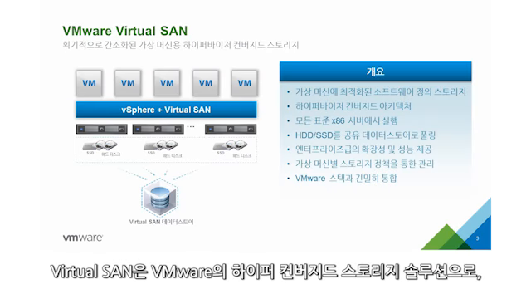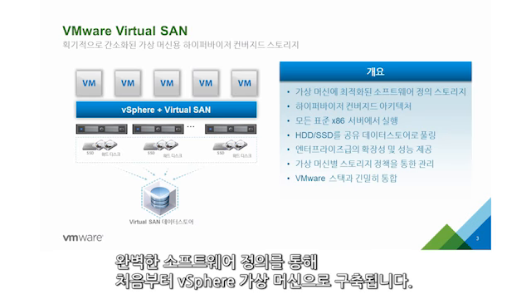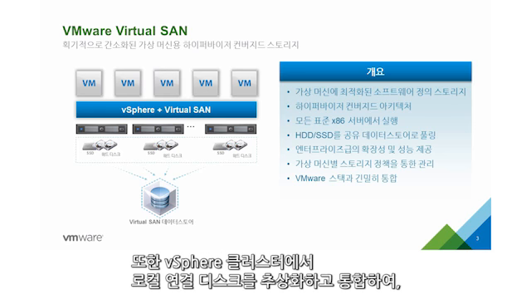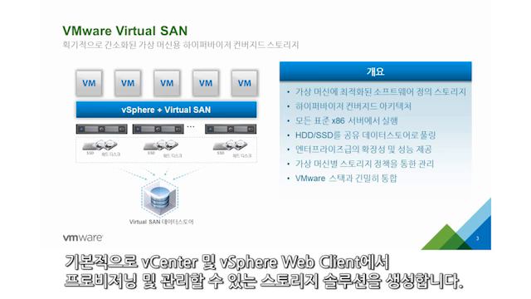Virtual SAN is VMware's hyper-converged storage solution. It is completely software-defined and built from the ground up for your vSphere virtual machines. It abstracts and aggregates locally attached disks in a vSphere cluster to create a storage solution that can be provisioned and managed basically from your vCenter and your vSphere web client.